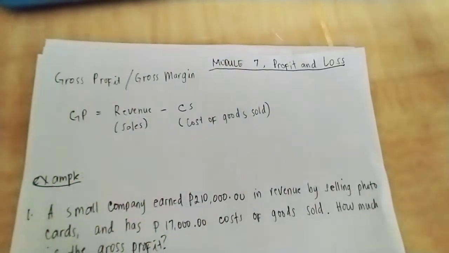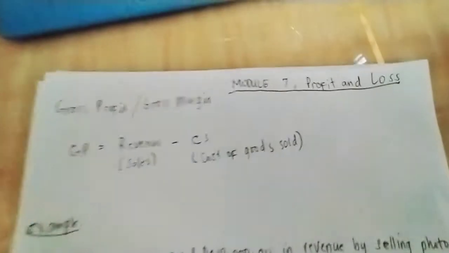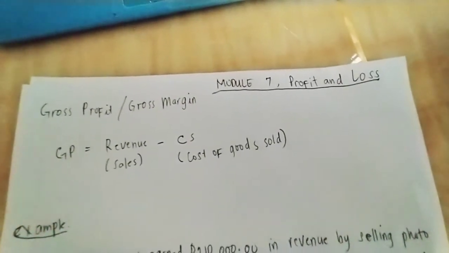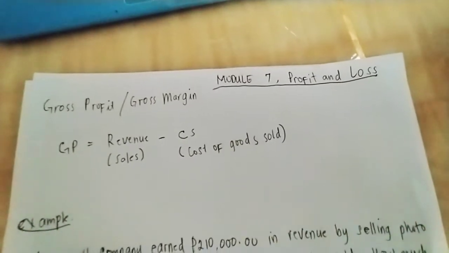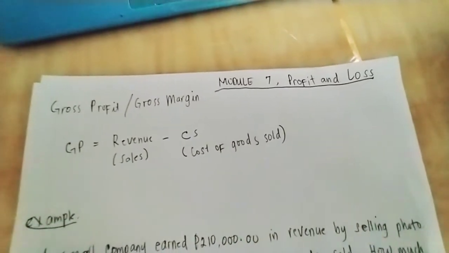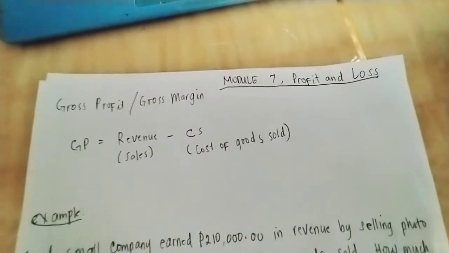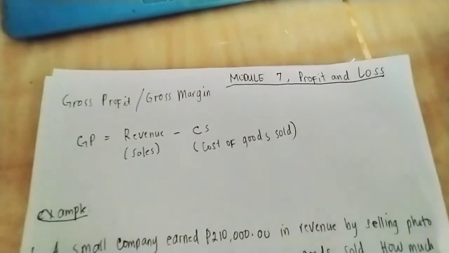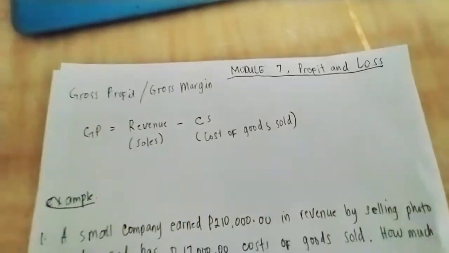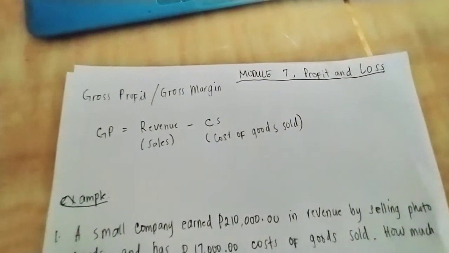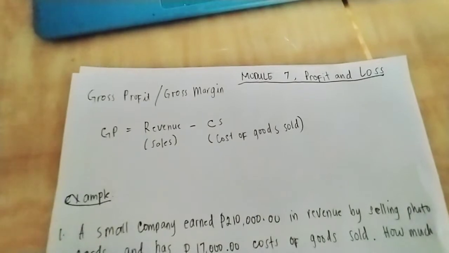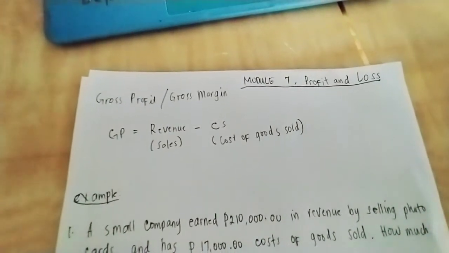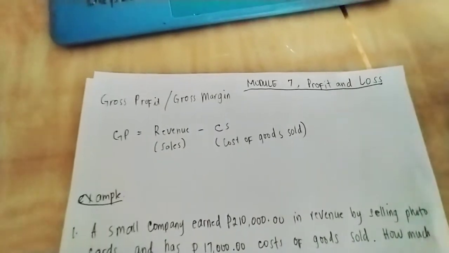Hello, good morning everyone. So we are now in our module 7, which is the profit and loss. When we say profit, it is the income of an individual or any company, or a business. While loss is the negative income of an employee or a business or any company, or an individual who is a businessman.